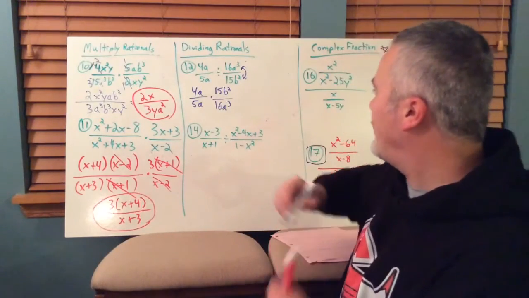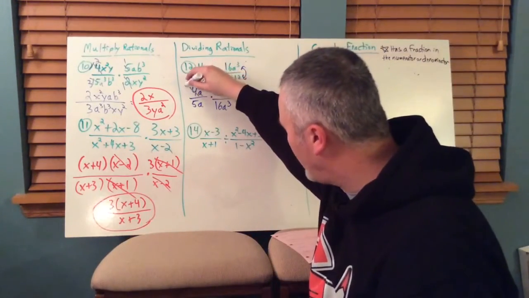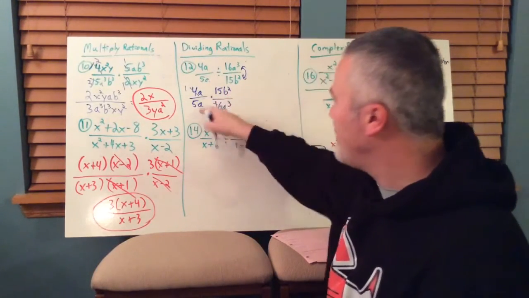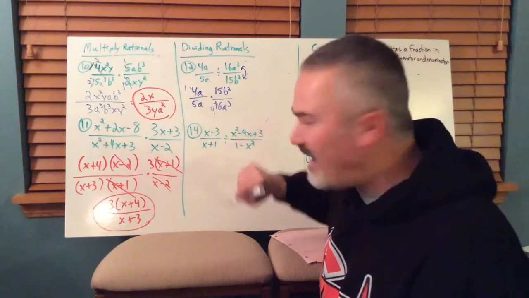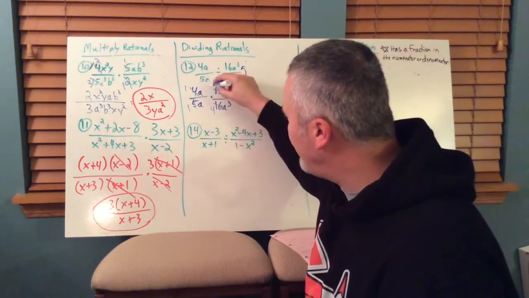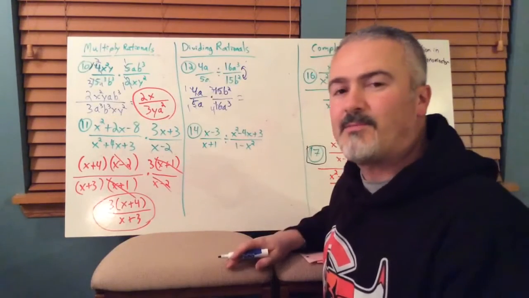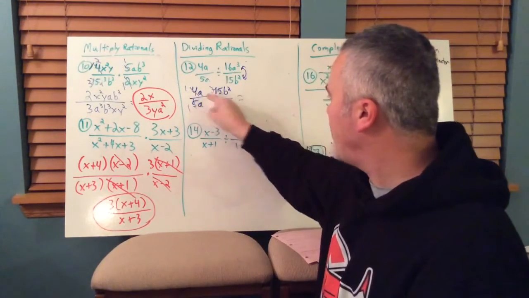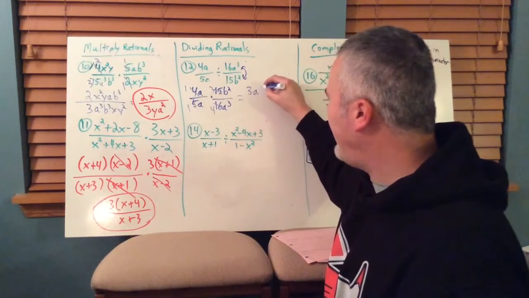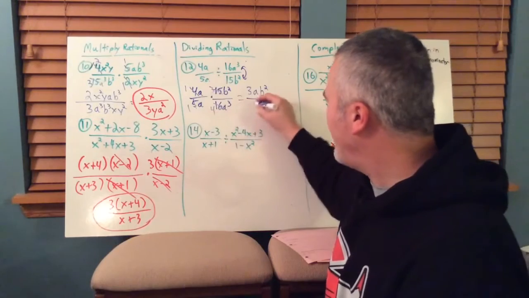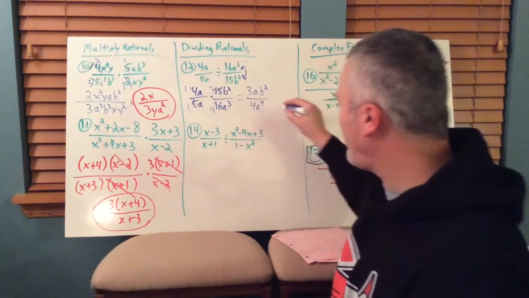So I am going to divide this by 4 and get a 1. I'm going to divide 16 by 4 also and get a 4. 15 and 5 are divisible by 5. So 5 divided by 5 is 1. 15 divided by 5 is 3. Multiply across. So that leaves me with 3ab squared over 4a to the fourth.